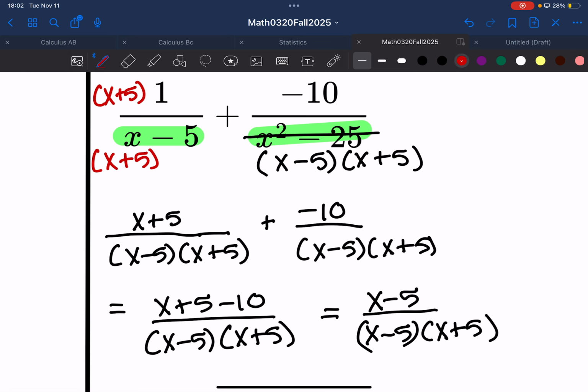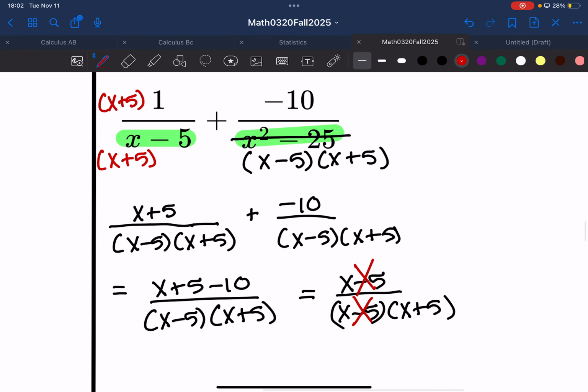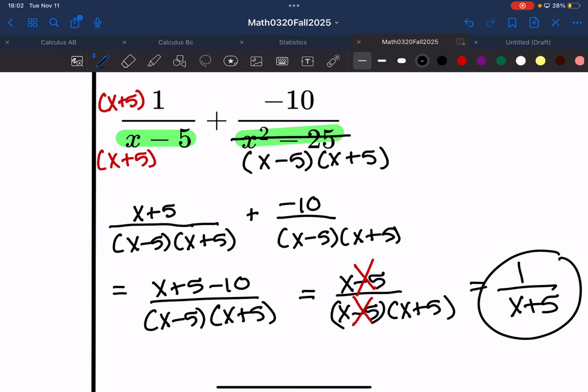We could cancel the x minus 5. And since we canceled everything out of the numerator, what's left in that numerator? 1. So we have 1 over x plus 5. That's our answer. What happened to the 10?